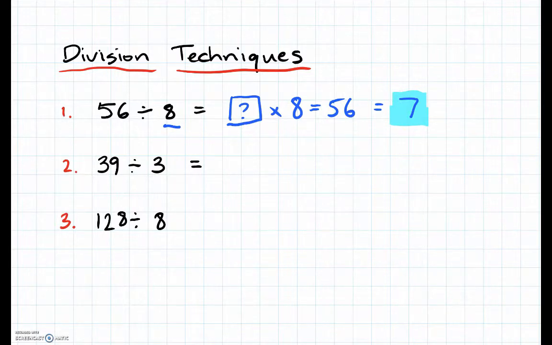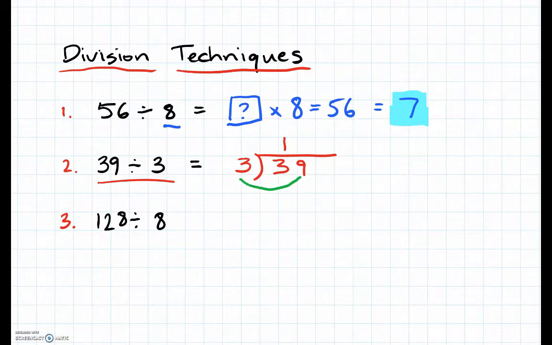The next technique I'm going to show you is using the algorithm, using it for just little numbers, no remainders. So 39 divided by 3, I'm going to do 3 into 39. I ask myself, how many times does 3 go into 3? That's just 1 time. And then I ask myself, how many times 3 goes into 9? Because 3 times 3 is 9, the answer is 3. So that means that 39 divided by 3 is 13. And again, I'm going to make sure I highlight my answer so I know where it is on my page.